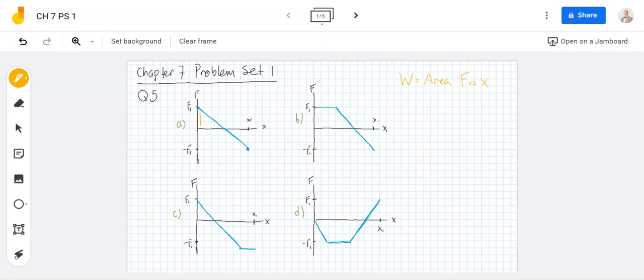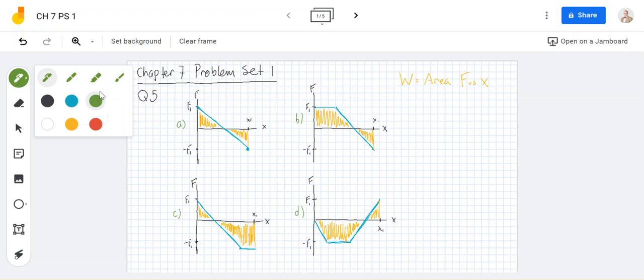So if we look at this first one here, let's shade the area. So that's that area. Let's do this one. I can already see there's a lot more negative area here. This one. And this one. So what I'm noticing right away is we're looking for the positive area and the negative area here.